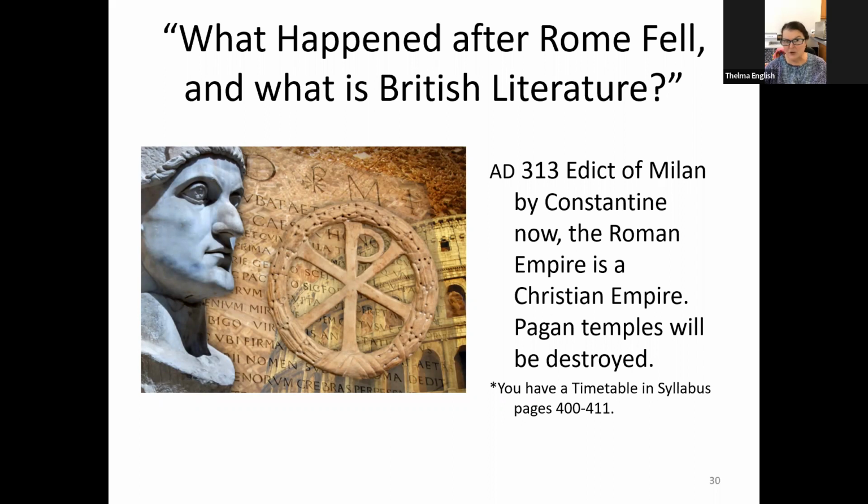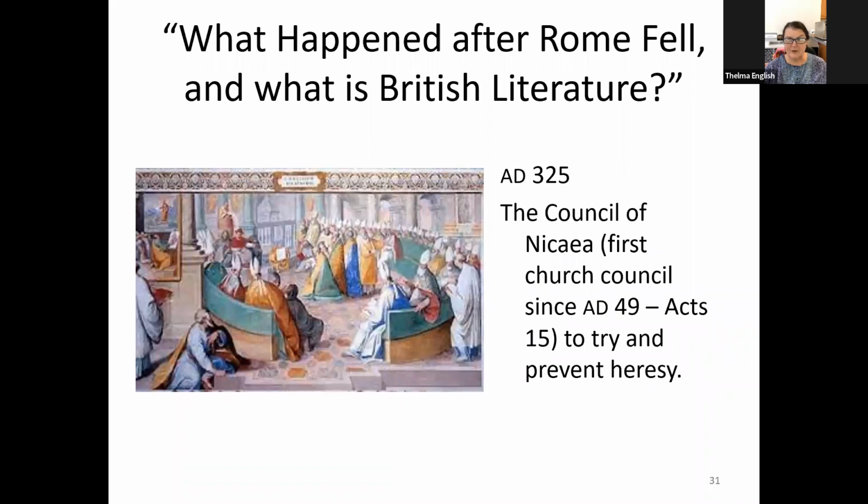You have a timetable in your syllabus that you can look at that gives many of these items. That's why you're supposed to look through your syllabus this week.